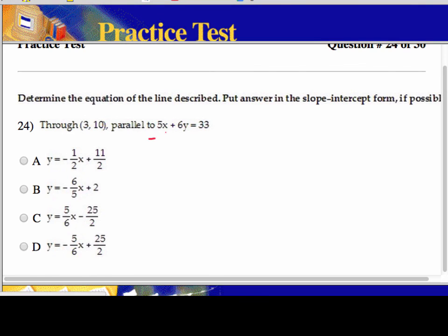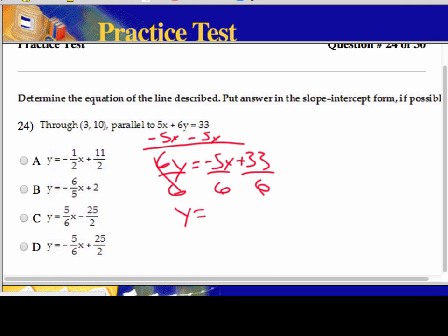So now I'm going to do this again. I'm going to subtract 5x from both sides. I get 6y is equal to negative 5x plus 33. Divide by 6. This goes away, and I get y is equal to negative 5/6x plus 33 over 6. Do I care about this? No, just this. So what's my slope then for the parallel line? The same, right? For parallel, it's the same.